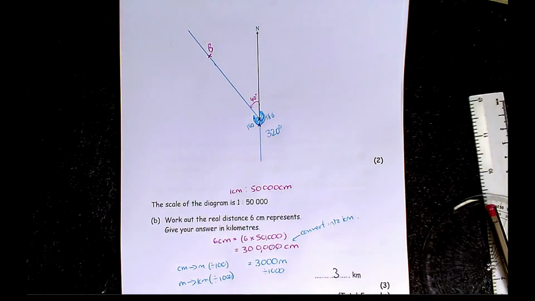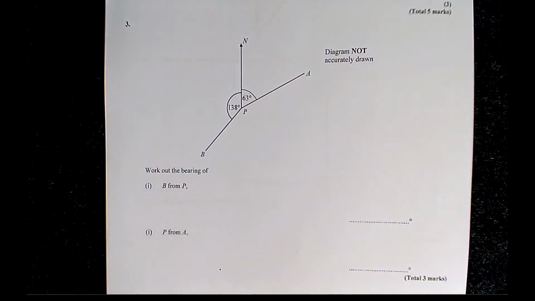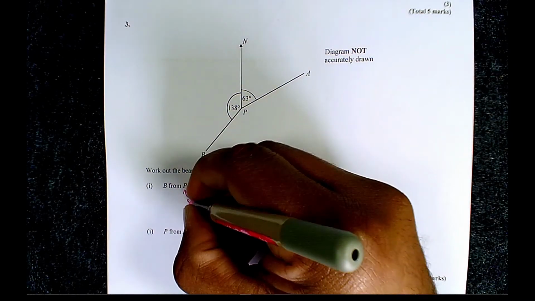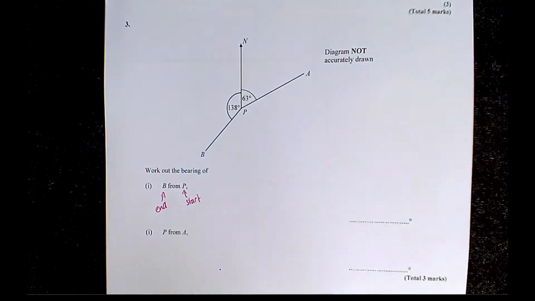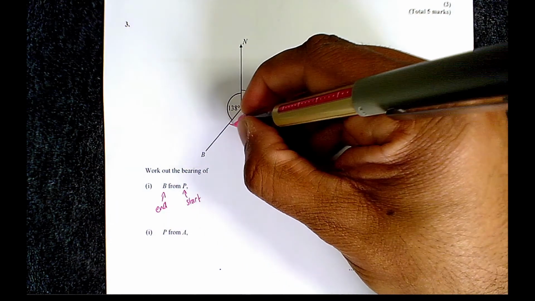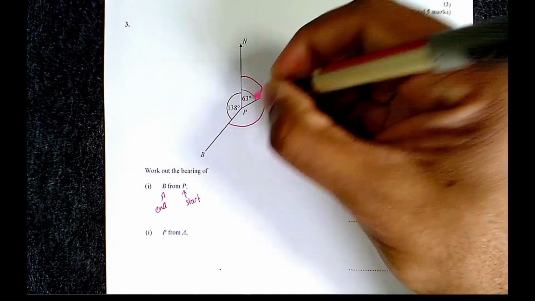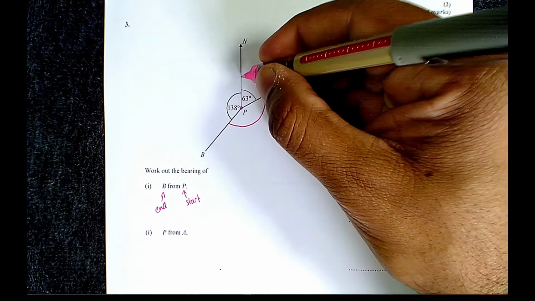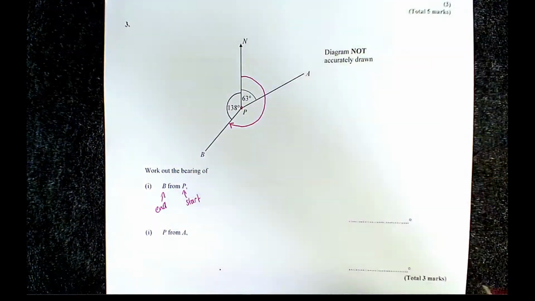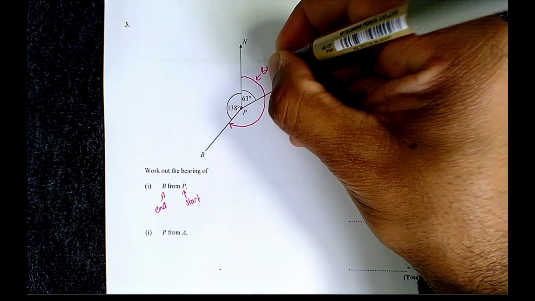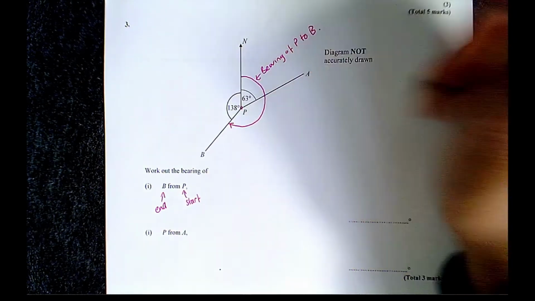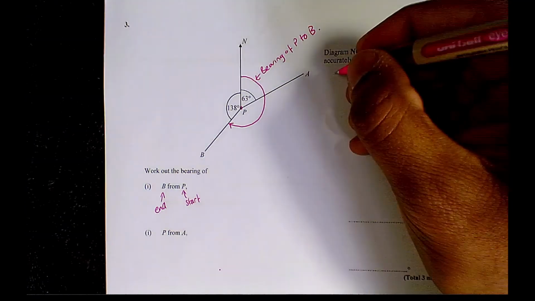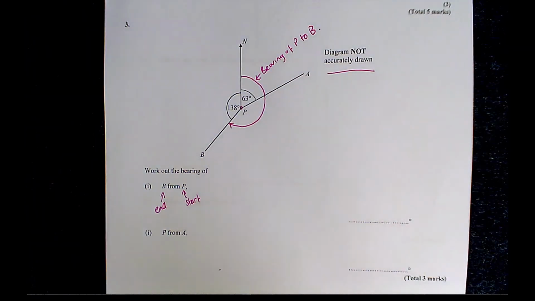And there we go. Now looking at question 3, it says work out the bearing of B from P. So looking at this, P is my start and B is my end. So looking at the diagram, the angle that I've been asked to work out is going to be this angle here. Because here for my P, my north line is drawn, so going in a clockwise direction, and that will be the bearing of P to B.